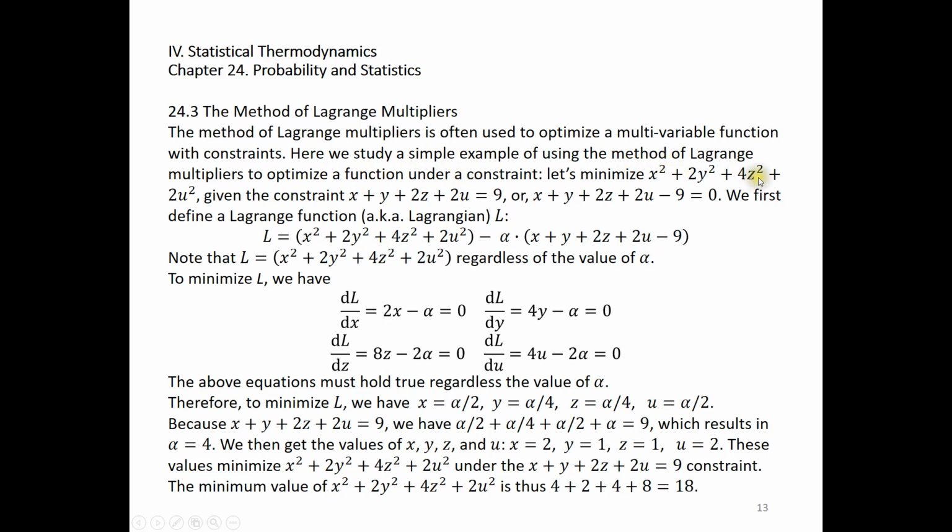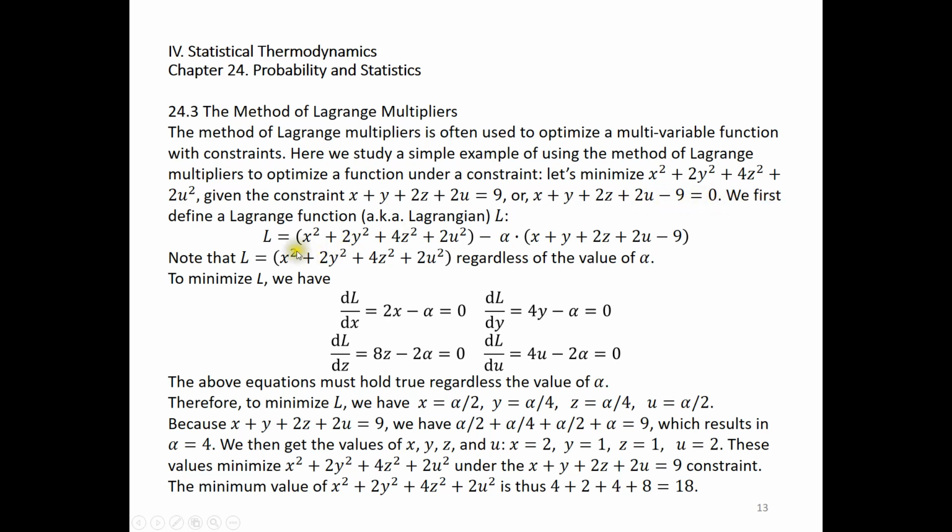Let's minimize this function given this constraint. The constraint is this: x plus y plus 2z plus 2u equals 9. We need to rewrite this constraint in this format: x plus y plus 2z plus 2u minus 9 is 0.